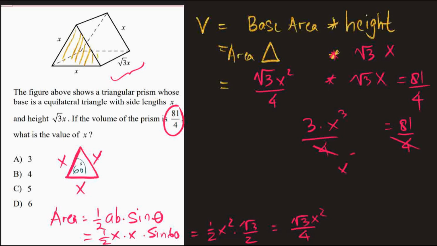We have x cubed equals 81 over 3, which is 27, and x is equal to the cube root of 27, which is equal to 3. So we have the answer 3 here.